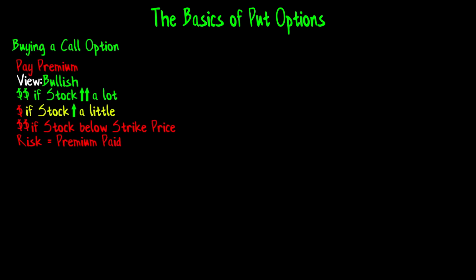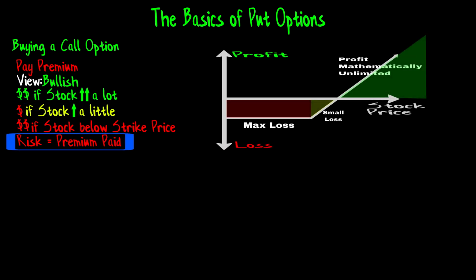We learned that with buying call options, you want to be bullish on a stock because it gives you the right to buy 100 shares at your strike price. You have a max risk limited to the premium you pay for the option. On the profit loss chart, we can see we have an unlimited profit potential to the upside.